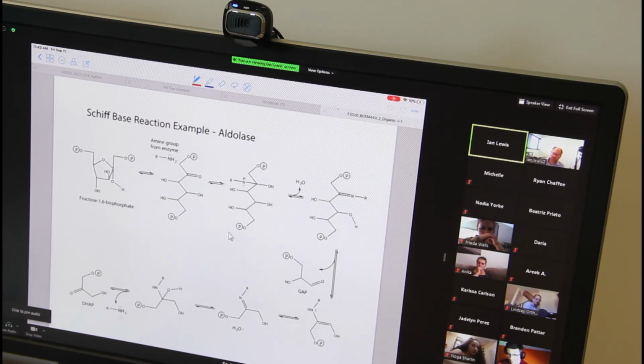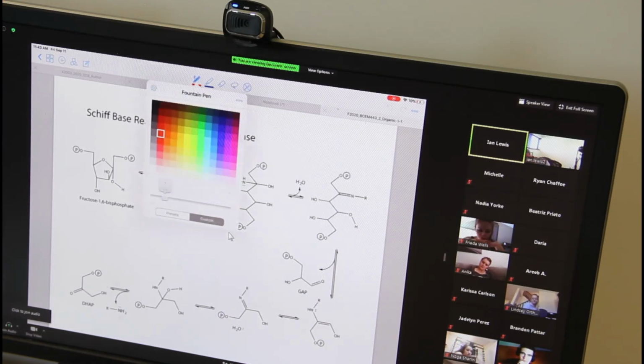Also, the thing that they can do is Schiff bases can act as a pseudo-carbonyl to allow you to get around this beta to carbonyl bond breakage issue. It can provide a kind of pseudo-carbonyl to break other kinds of bonds. But let's just go through a simple reaction here where we do a Schiff base. So what is Schiff base?